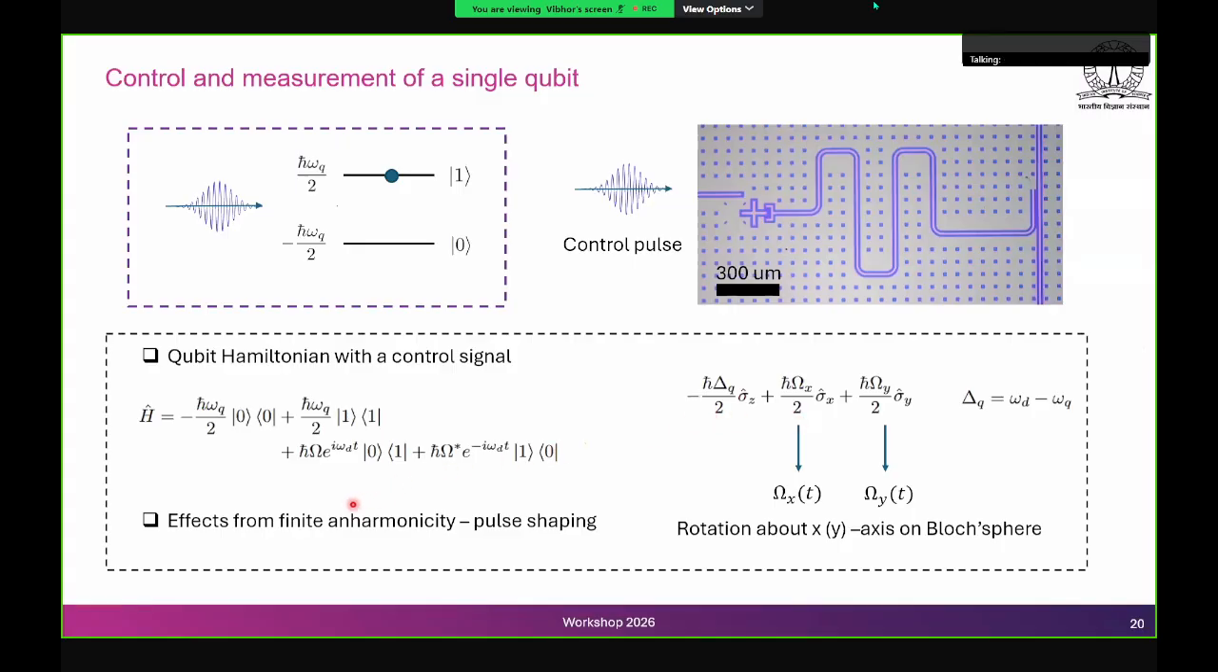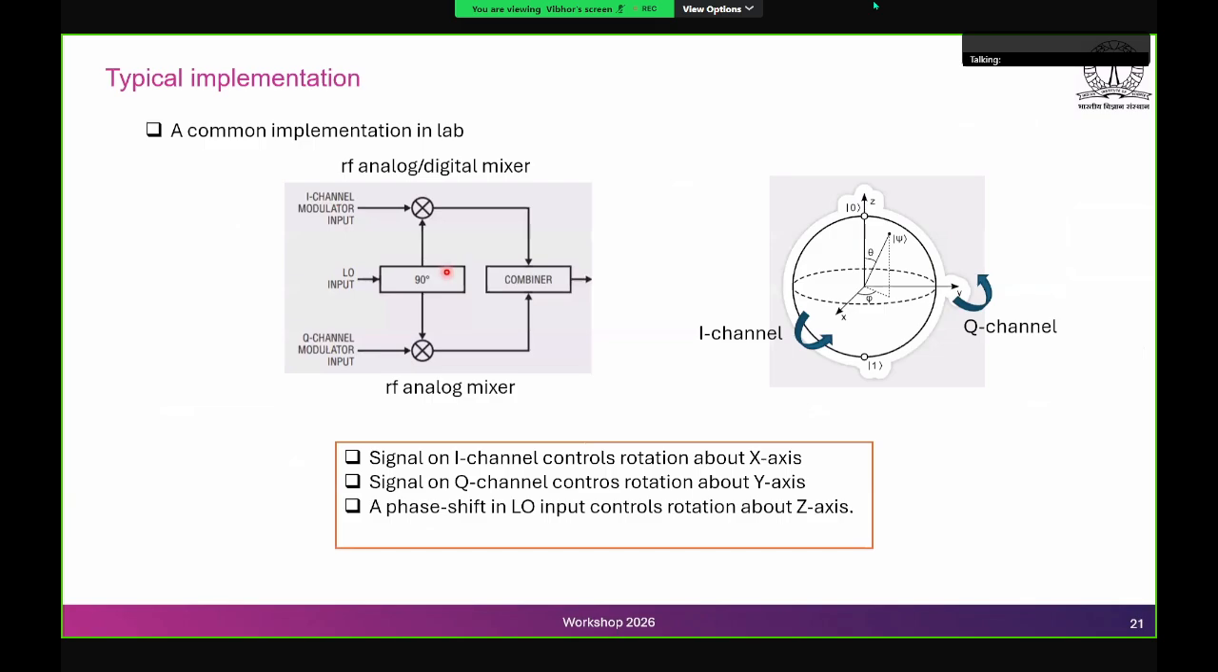One caveat to keep in mind is that there could be effects which come from the finite anharmonicity, and sometimes these pulses need to be tuned correctly so that the qubit doesn't leak outside these two levels, the qubit computational subspace.